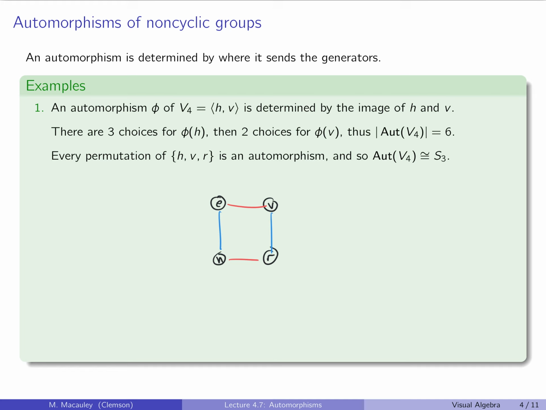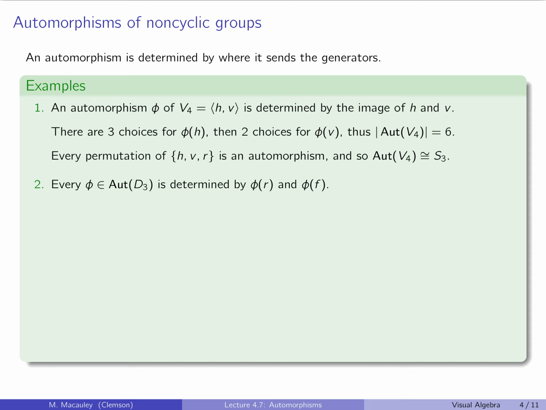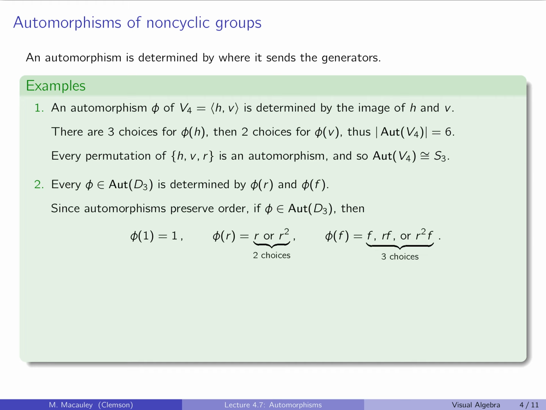Therefore, the automorphism group of V₄ is S3 or D₃. Let's do D₃ next. Every automorphism is determined by where it sends R and F. Since automorphisms preserve order, if phi is an automorphism, then R must get sent to R or R squared, so there's two choices for that. And F must get sent to some order 2 element, either F, RF, or R squared F. So we have 3 choices for that.